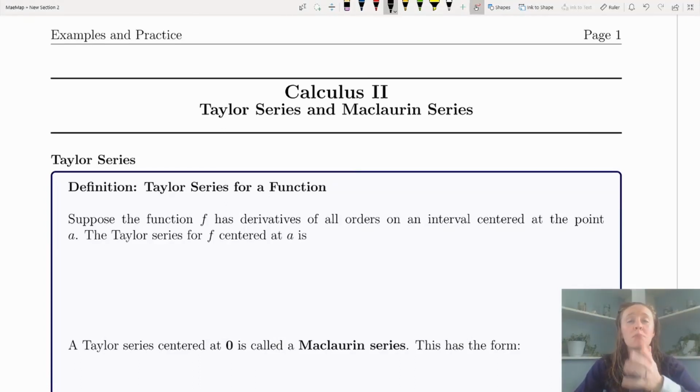Everyone, and welcome to some more remote learning. Today we're going to go over Calculus 2. We're actually finally going to talk about the Taylor series, but mostly on this worksheet, I'm going to be going over the Maclaurin series, which is a specific subset of Taylor series.